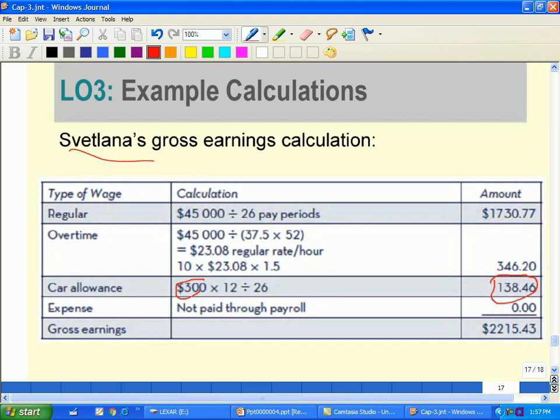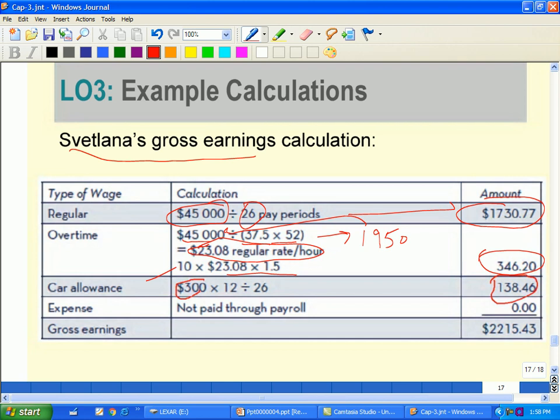So, let us calculate Savalitana's gross earnings. Regular salary was $45,000, but it is paid bi-weekly, so we divide by 26. The pay period amount would be $1,730.77. Now, how will we calculate the overtime? The gross salary is 45,000, and the weekly hours are 37.5. If we multiply by these two, the amount will come to about 1950, and if we divide 45,000 by that, this is the regular rate per hour we calculated. Then there are 10 hours of overtime, and we multiply that by the rate and 1.5, because it is overtime, so that is the value that will come.